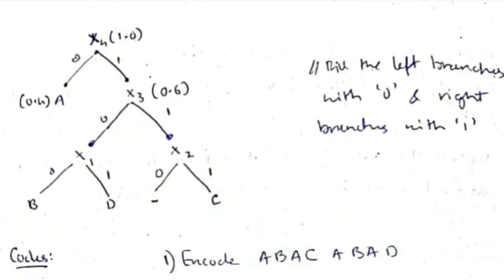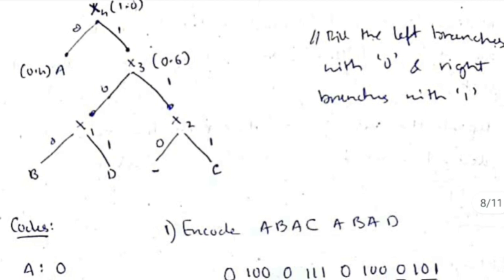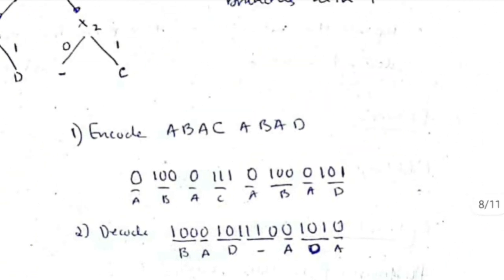To reach B, what's the code? 1 0 0. So B will be 1 0 0. In that way you will write all these codes starting from the root node till the destination node. Write all these codes here separately. Now you can be asked 2 questions in the exam.